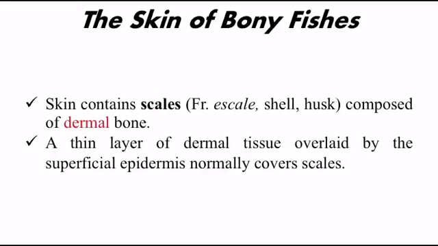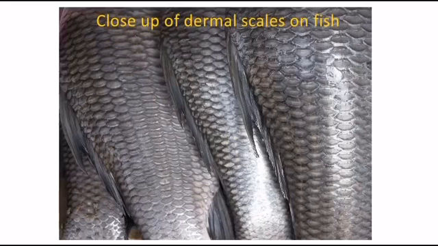As you have learned, in the case of a placoid scale, the placoid scale actually projects out from the epidermis. While in the case of a dermal scale, a thin layer of dermal tissue overlaid by the superficial epidermis normally covers the scales. This is a close-up of a dermal scale present on a bony fish.